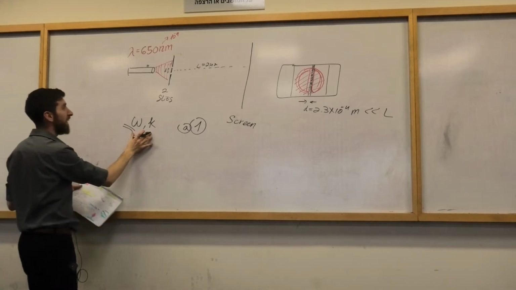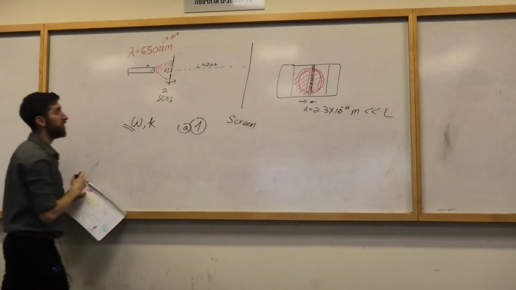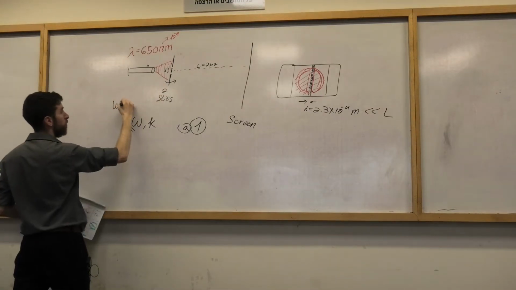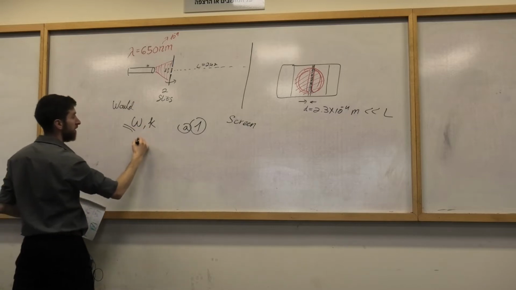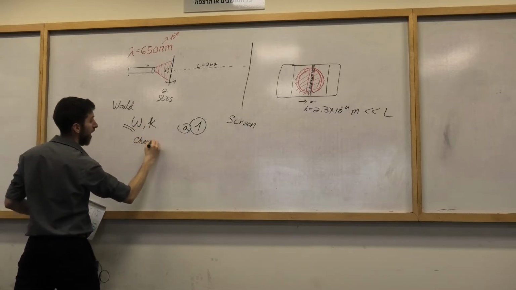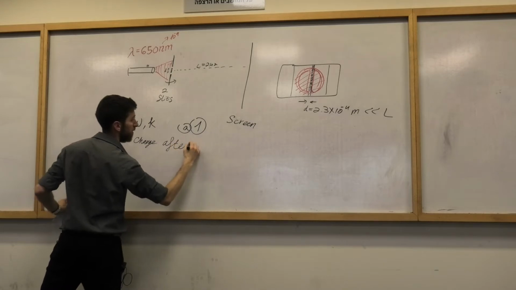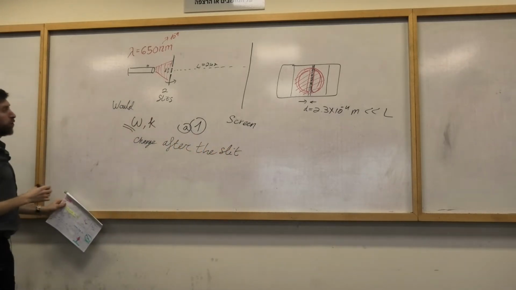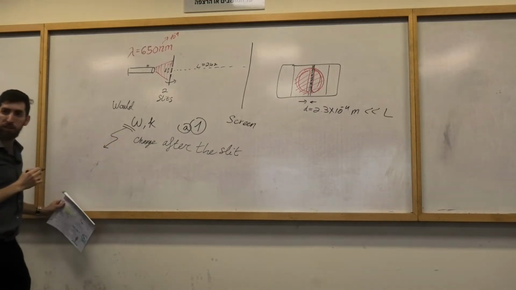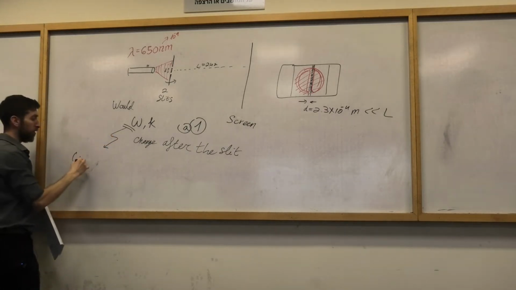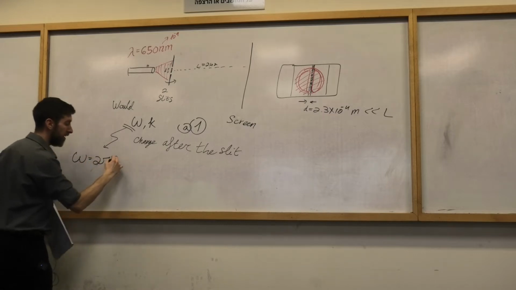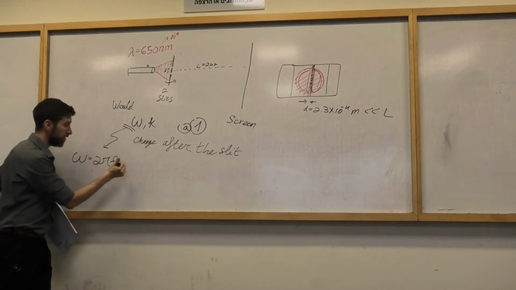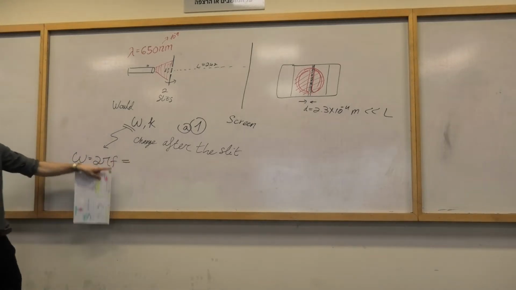Would omega and k change when going to this side after passing these two slits? Would omega and k change after the slit? Okay? So remember, what is omega? Do you remember what it is? Omega equals 2 pi f, right? This is the frequency of the light. And how can we find the frequency of the light if we know that?